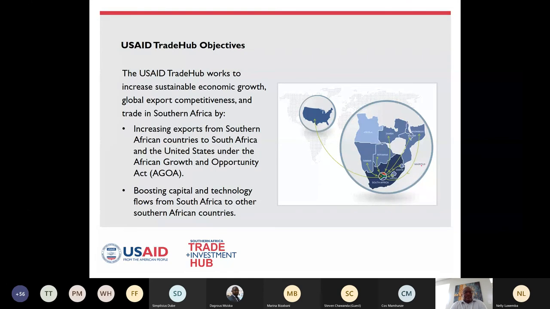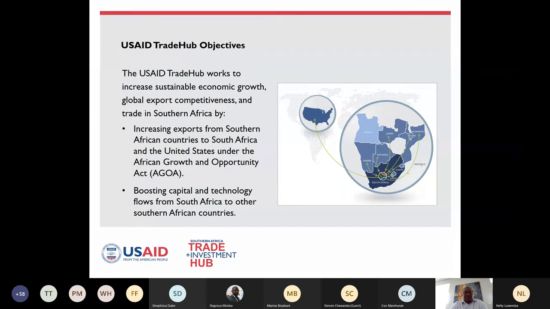In those 8 countries, the first objective is looking at increasing exports from the 7 countries that I've mentioned into South Africa. The idea here is to identify areas of deficit in terms of required demand for products in South Africa, and then identify potential suppliers in the 7 countries and link them up with the buyers in South Africa. The idea really is to increase trade between South Africa and the other 7 countries from the region.